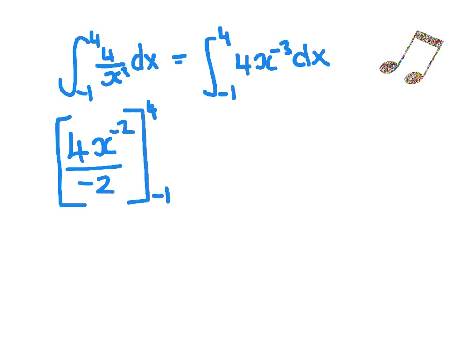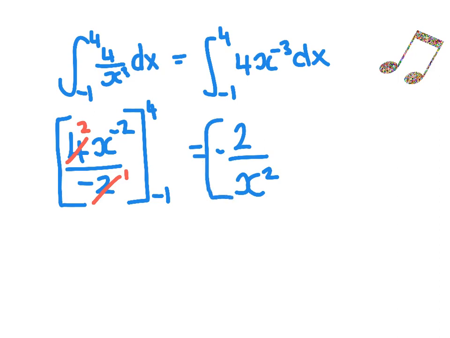Between the values of 4 and minus 1. Now I'm not going to try to substitute in at the moment. Firstly, I'm going to simplify the 4 and the 2. So it's going to give me a 2 there and a 1 there. The x to the negative 2, I'm going to use my index rules to pop that underneath the fraction to make it positive. So this is now going to give me 2 over x squared, and the whole fraction is negative because I had a negative 2 on the bottom.